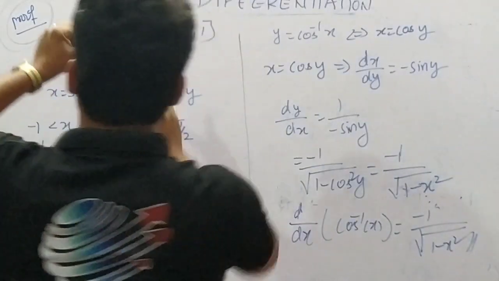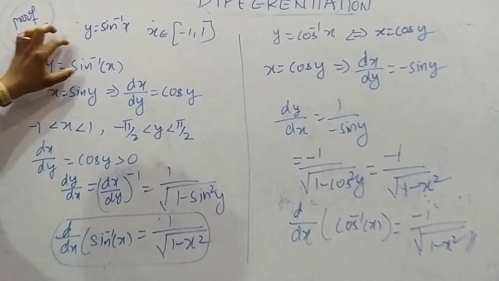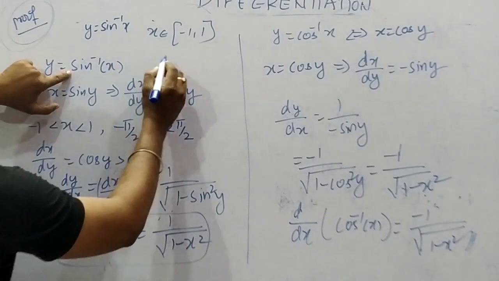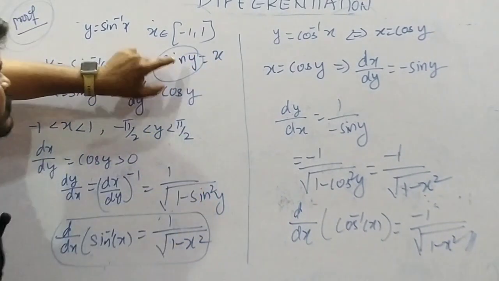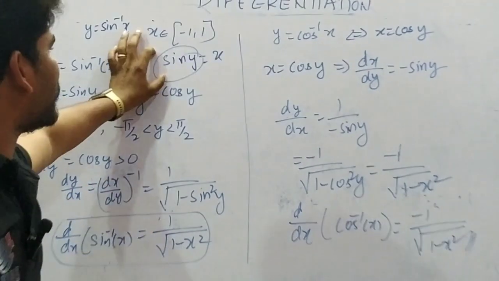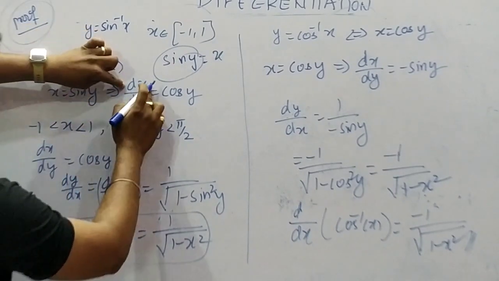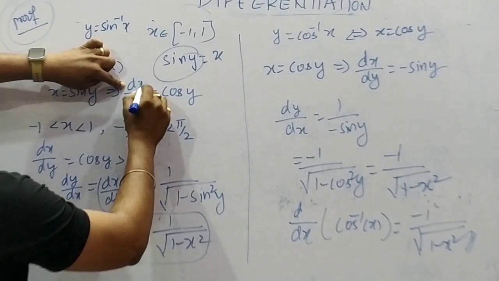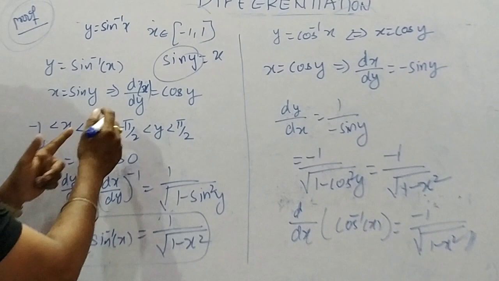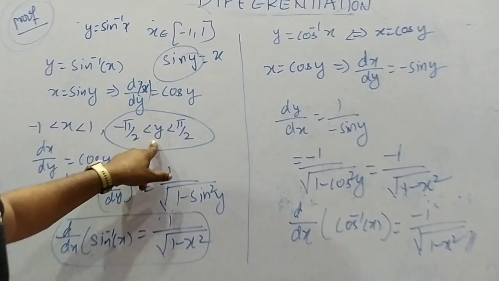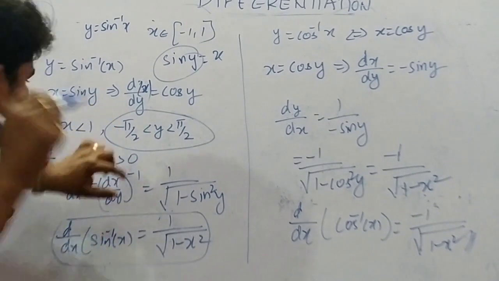The next one is y equals sin inverse of x, where x belongs to minus 1 comma 1. This point satisfies y equals sin inverse of x, which is written as x equals sin y. Therefore x equals sin y. In terms of dx by dy, we apply it here and we get cos y, because it is in terms of y. Therefore minus pi by 2 less than y less than pi by 2. So the y value is between minus pi by 2 and pi by 2.